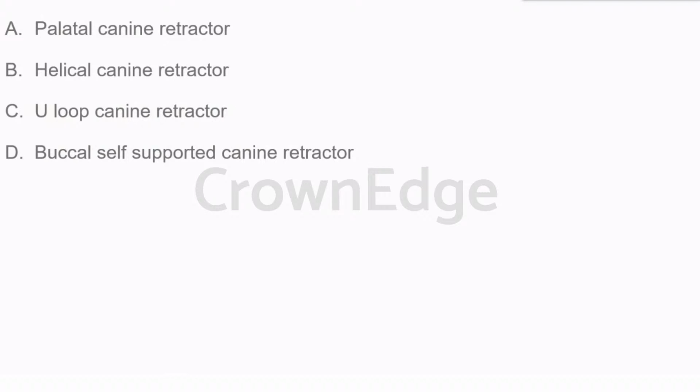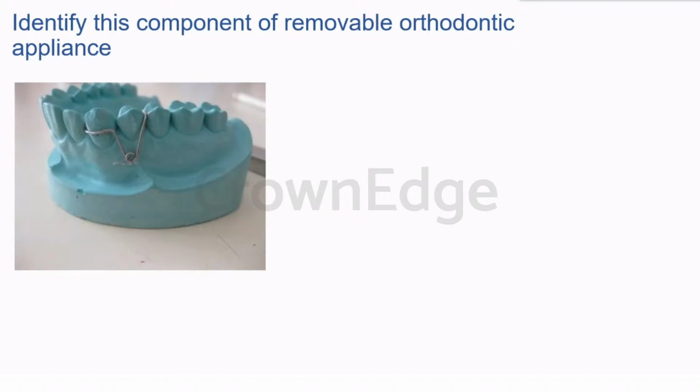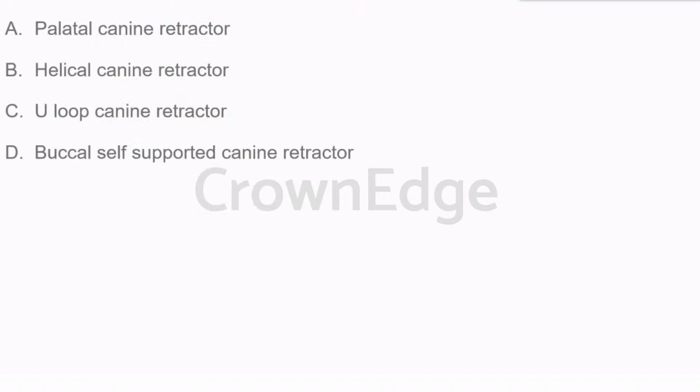Out of your given options, just keep going. The answer for this would be option D, buccal self-supported canine retractor.